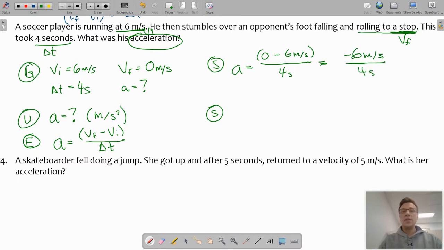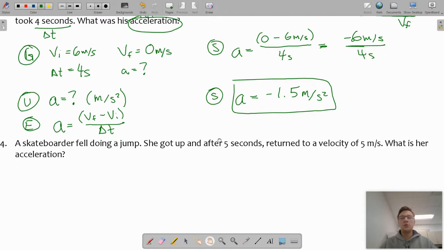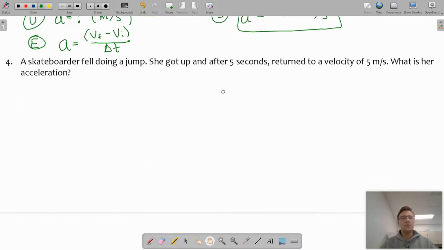Okay. And then we can solve here, and we will show that the acceleration is negative 1.5 meters per second squared. So as always, make sure that you're actually plugging this into your calculator and you're getting the same answer. Don't just copy it down. That's not going to do you much good. You need to practice using your calculator. So we'll go ahead at this point and move on to our final example here.